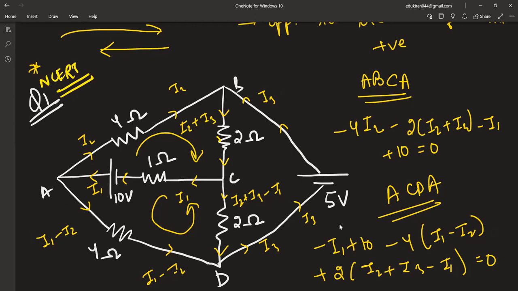And when we are writing all the voltages equal to 0, see, V is equal to IR. And this was already voltage, so we wrote it as 10. Did you understand how to construct it?